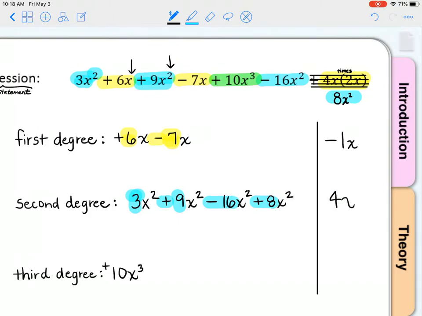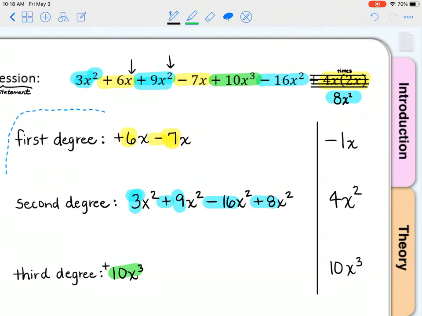And those are x to the second terms. And then on this last one, we just have the 10. There's nothing to add or subtract. So I'll just bring that over here. So hopefully you can see here what I've done. I have taken each set of terms, the first degree, the second degree, and the third degree, and I have added or subtracted as I needed to.